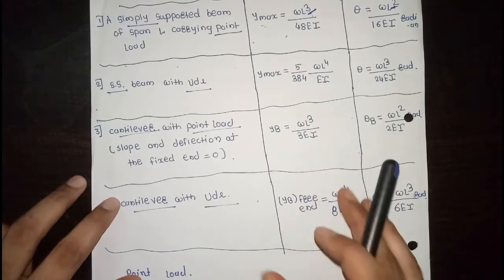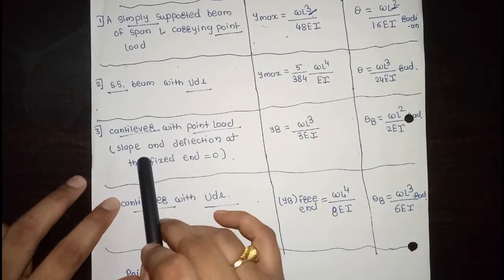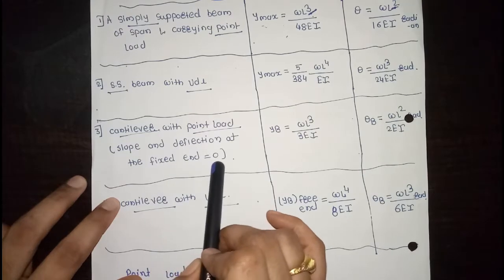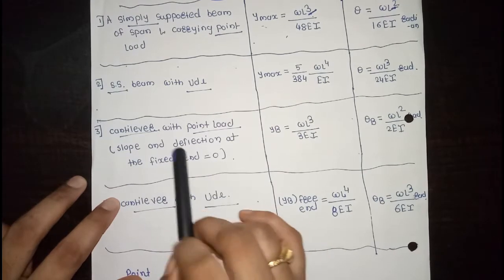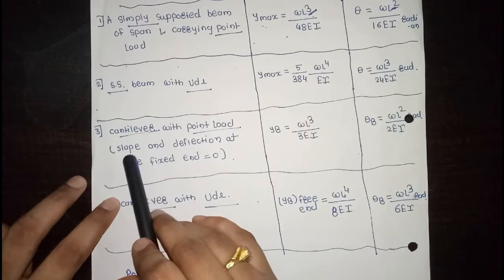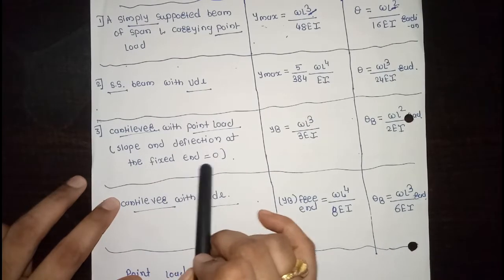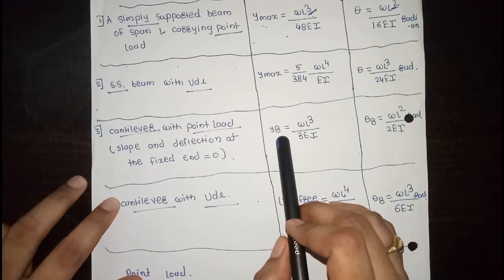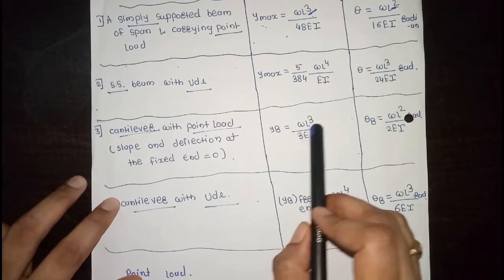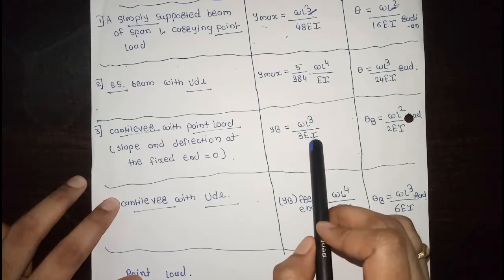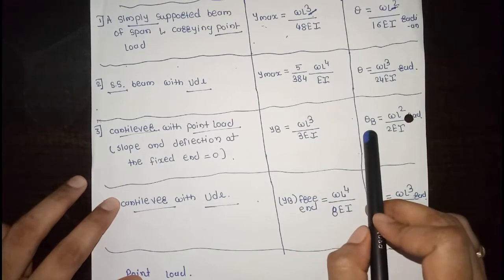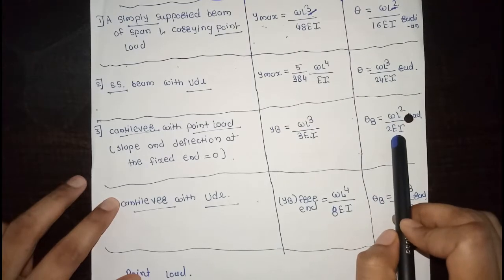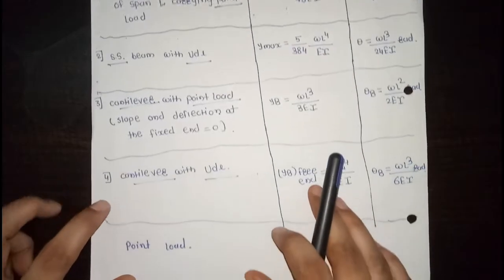Third case is cantilever with point load. In a cantilever beam, slope and deflection at the fixed end is equal to 0. Calculate deflection at the free end: YB is equal to WL cube divided by 3 EI and theta B is equal to WL square divided by 2 EI radian.